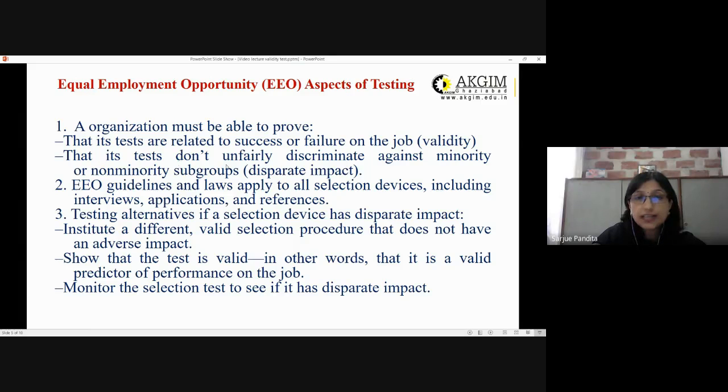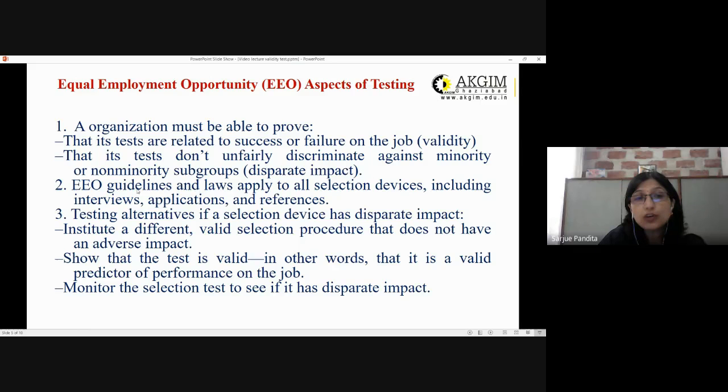So that its tests don't unfairly discriminate against minority or non-minority subgroups. That means it has to be impersonal. It cannot take into account any discrimination or any bias, because tests generally should be based on a mathematical approach, on quantitative techniques and terms, so that you cannot have any discrimination.